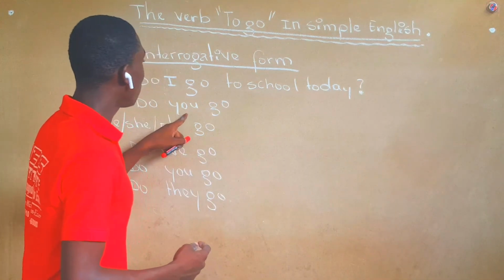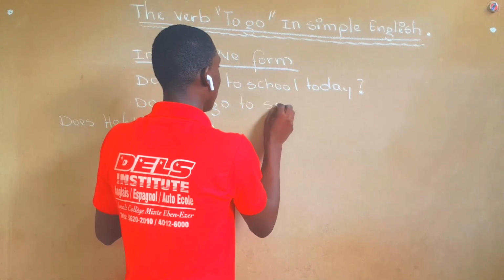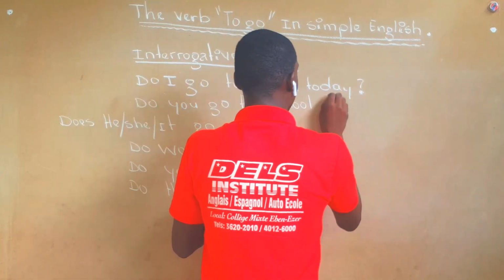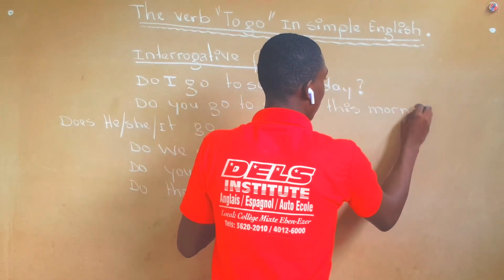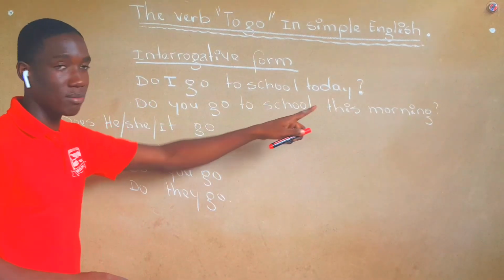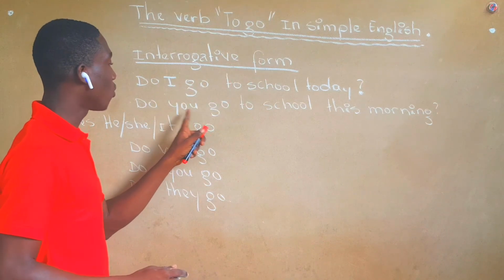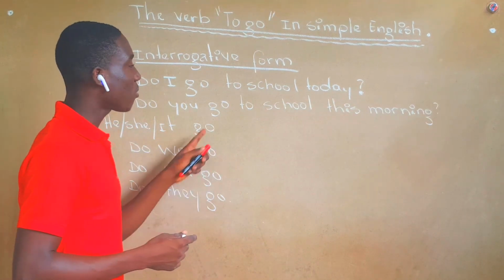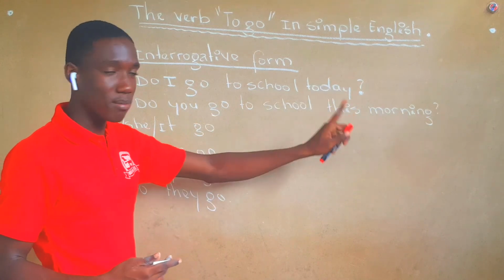Okay? For you, you can say, do you go to school this morning? Do you go to school this morning? C'est une question qu'on va poser avec interrogative form for the verb to go. Do you go to school this morning? Si vous parlez, non, on dit, oh no, I don't go to school this morning. Si vous allez, on dit, yes, I go to school this morning.